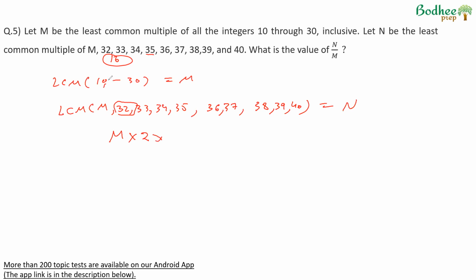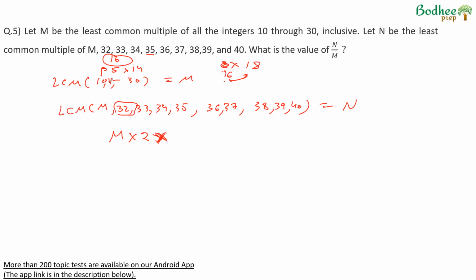For 33, 11 has been included here, and definitely one of the 3's will be there. Nothing to be done. For 34, 17 has been included here and definitely 2 is there. Nothing to be done. 35. Clearly, there will be a multiple of 7 and a multiple of 5 between 10 and 30. Multiple of 5 itself is 10. Multiple of 7 could be 14. So 5 and 7, 35 has also been included. 36, 36 is 2 into 18. 18 has been included. And in 16, there will be an extra 2 as well. So 36 has been included.